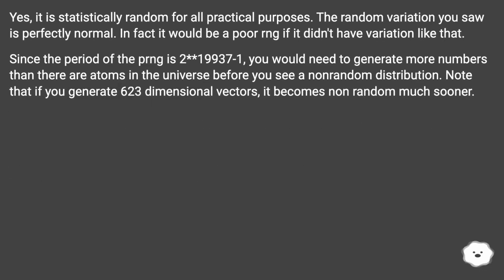Yes, it is statistically random for all practical purposes. The random variation you saw is perfectly normal. In fact, it would be a poor RNG if it didn't have variation like that. Since the period of the PRNG is 2^19937-1, you would need to generate more numbers than there are atoms in the universe before you see a non-random distribution. Note that if you generate 623-dimensional vectors, it becomes non-random much sooner.